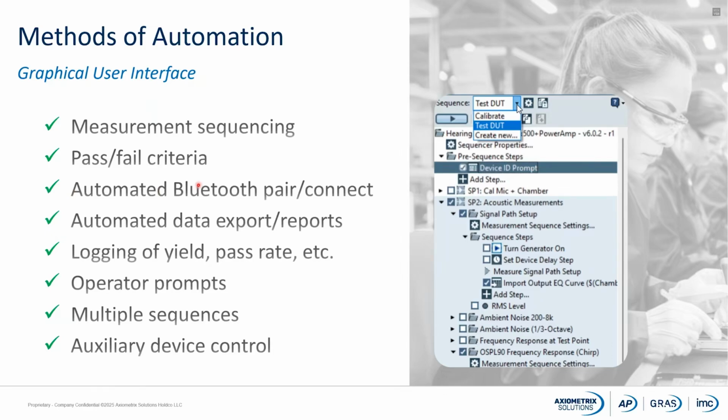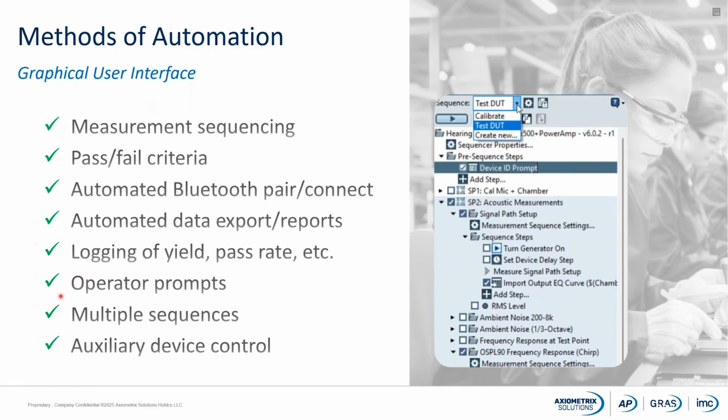If you're testing a Bluetooth device, you can do things like automate pairing and connecting to a device based on MAC address or something else. You can automate data export to disk, as well as generation of detailed reports. You can log quite a large number of statistics to a CSV file. This is primarily useful for production test applications.